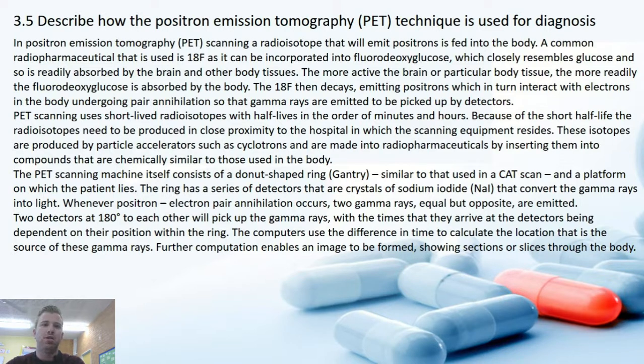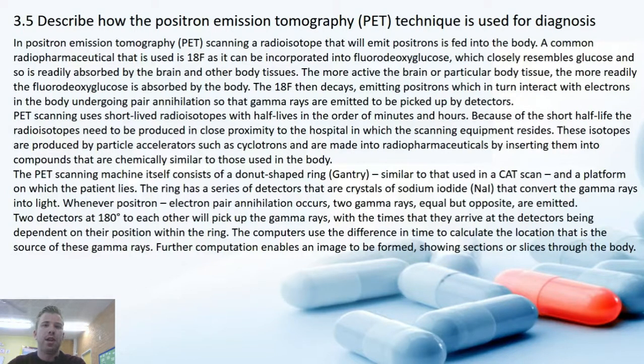PET scans use short-lived radioisotopes with half-lives in the order of minutes and hours, and I mentioned that also previously. So we're looking at having an adequate time frame to synthesize these radioisotopes, to get them to the hospitals, and also to have that half-life available for the scan. So because of the short half-life, the radioisotopes need to be produced in close proximity to the hospital. Okay? So these are produced by particle accelerators or cyclotrons.